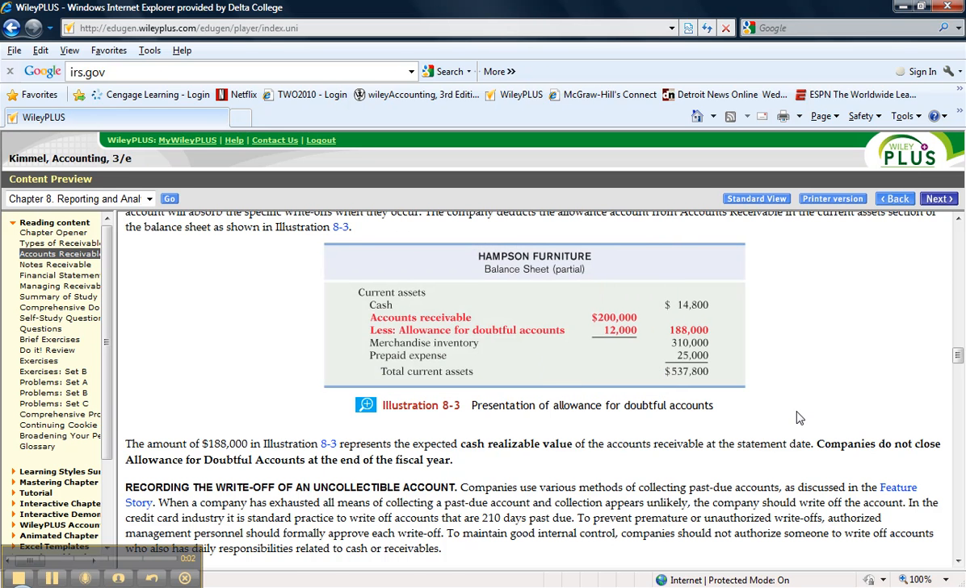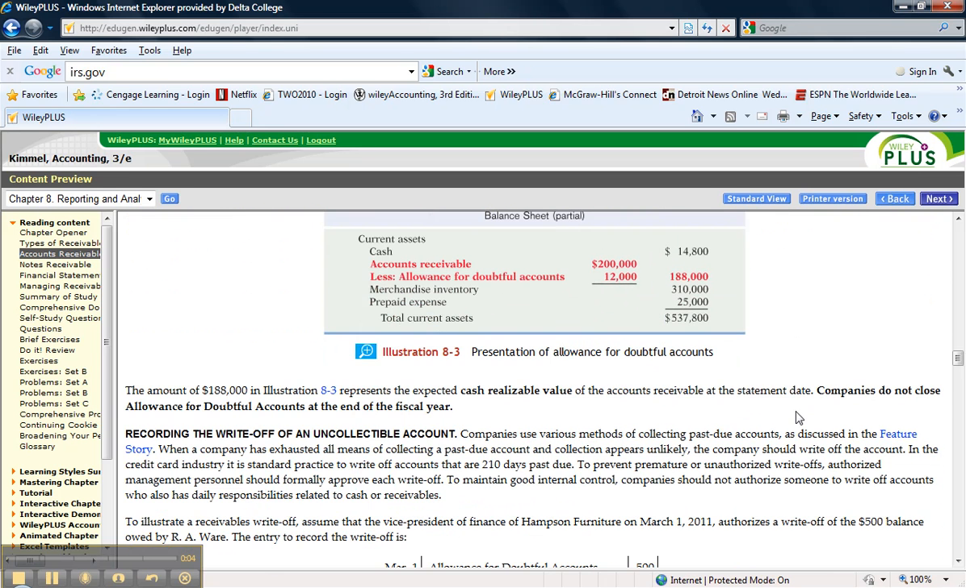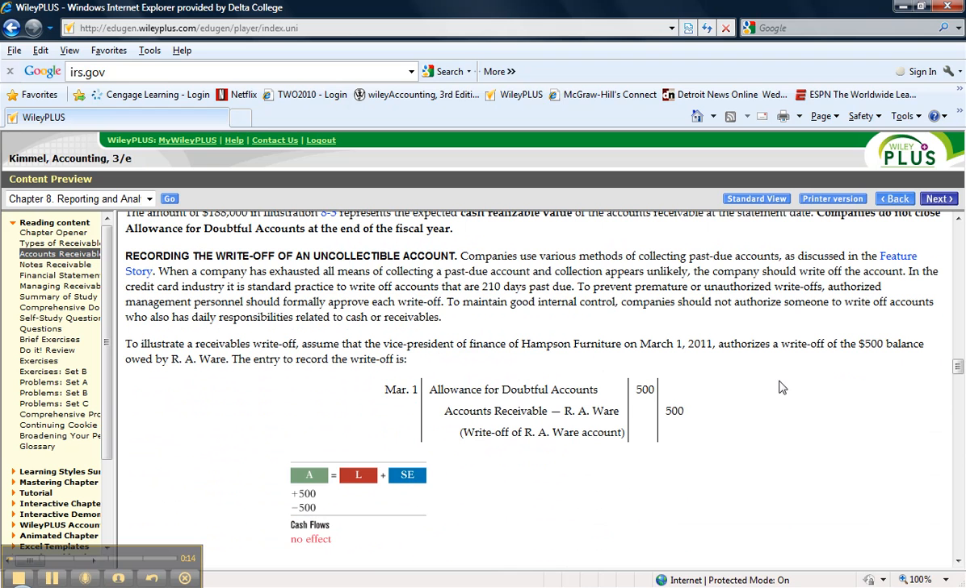Okay, now that we know how to record the bad debt expense, what you have to be able to handle is then write-offs. So what happens later on down the road when you learn that a specific customer isn't going to pay you? Then you have to write off that accounts receivable. Now, in the direct method, this is what triggered bad debt expense. We debited bad debt expense, credited the receivable.